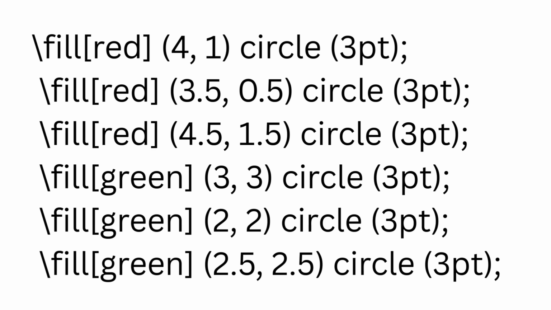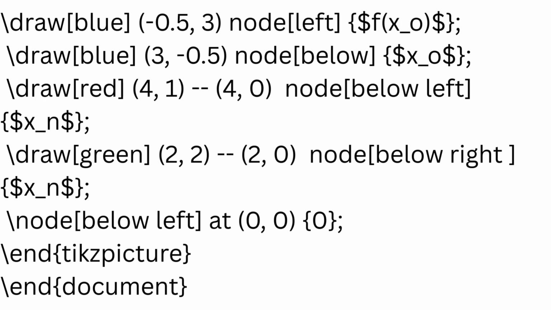To make the graph more informative, we mark some important points using filled circles. The red points represent key data points along the red lines, while the green points highlight values along the green vertical lines. We also add labels such as x naught, x n, and f of x naught to indicate specific points and function values.